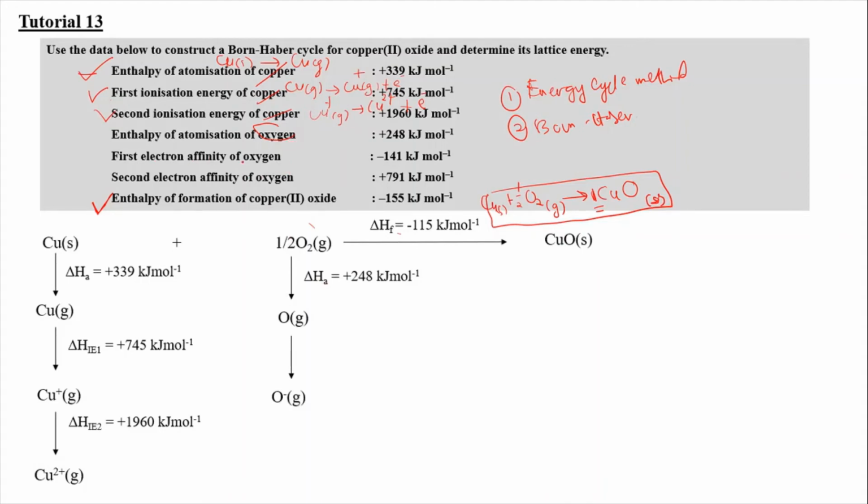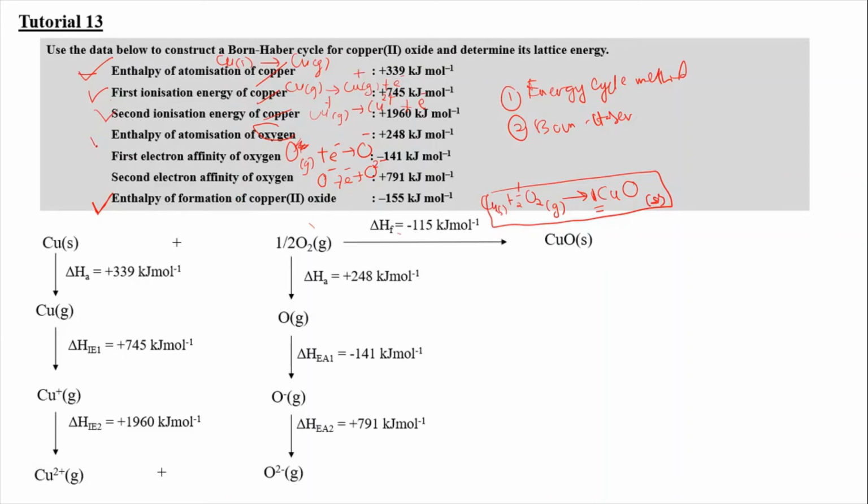And now first electron affinity means that oxygen, which is 1 mole of gas, receives 1 electron in order to form O minus. So this will release energy, which is negative 141 kilojoule per mole. And the second electron affinity means that the negative ion that has been produced will receive another electron in order to form O2 minus, and this will become the second electron affinity. This requires energy, which is positive 791 kilojoule per mole.